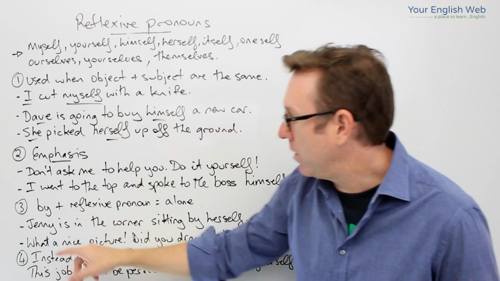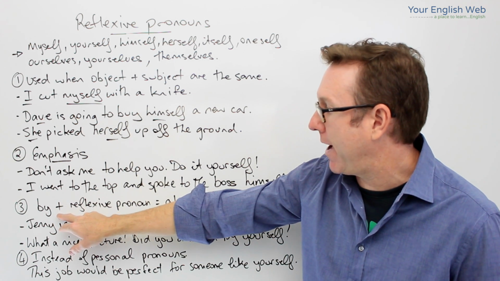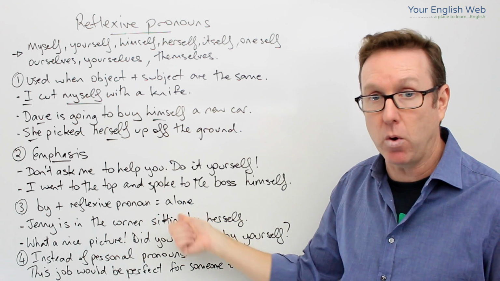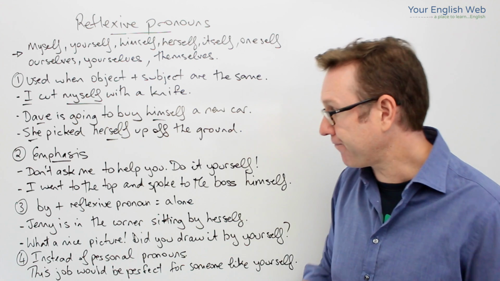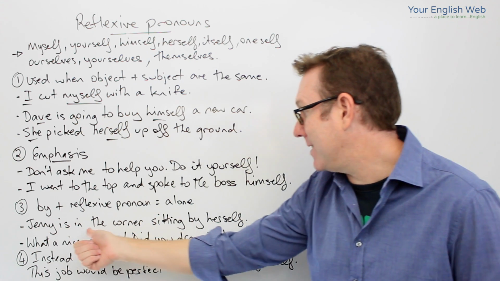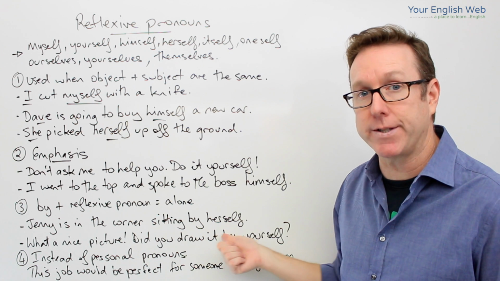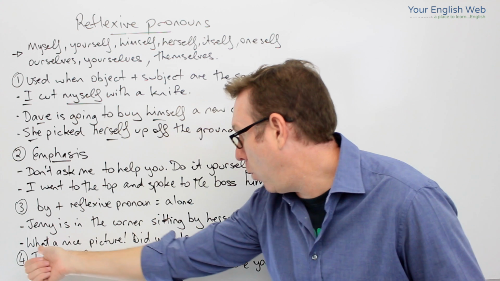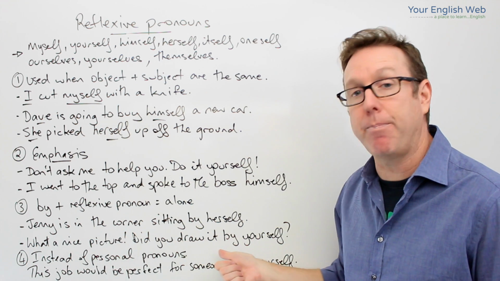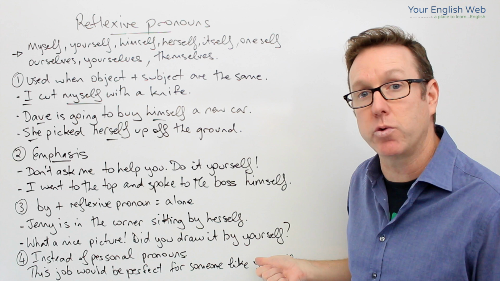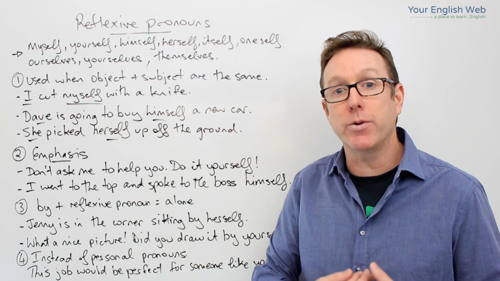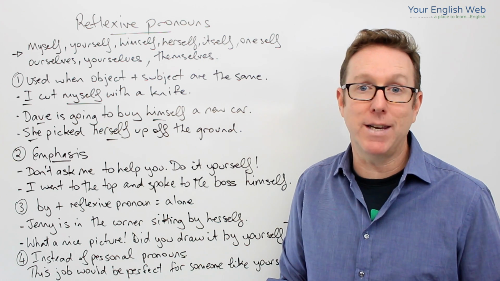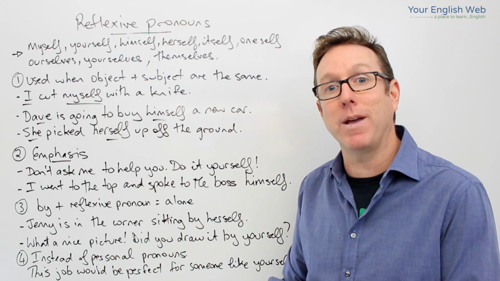Now, the next example is when we use these reflexive pronouns with by plus the reflexive pronoun to mean alone, or it means something that you do without help. Example, Jenny is in the corner sitting by herself. Jenny is in the corner sitting alone. And what a nice picture. Did you draw it by yourself? Okay, did you draw it by yourself without help? So you did it yourself without help, or you did it alone without anybody helping you.